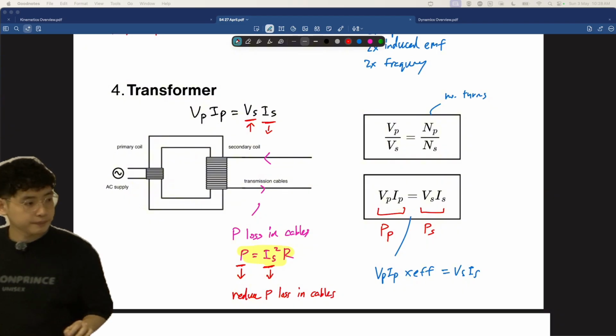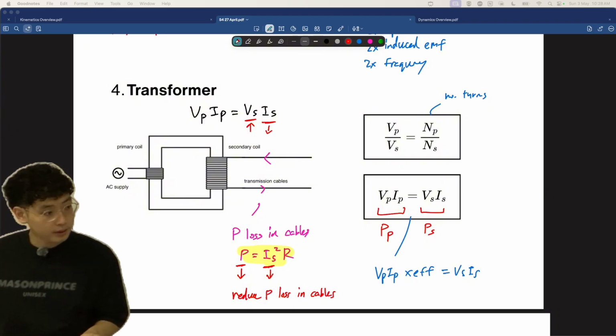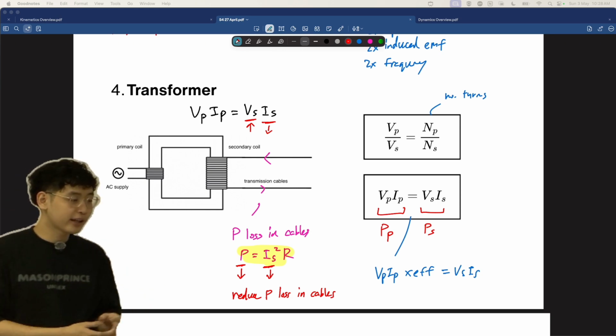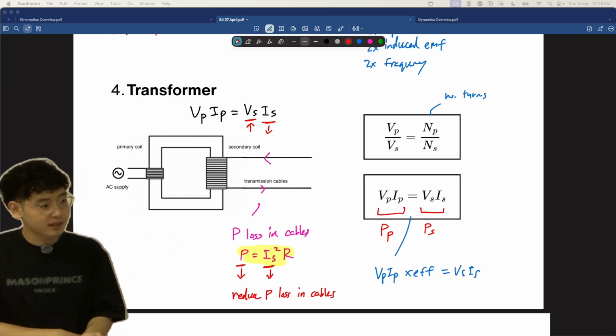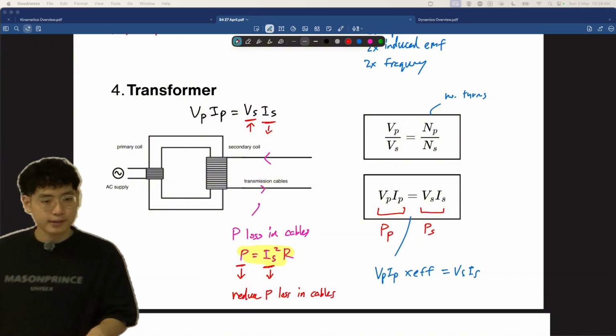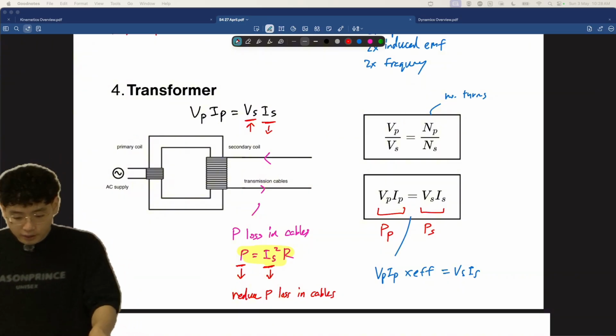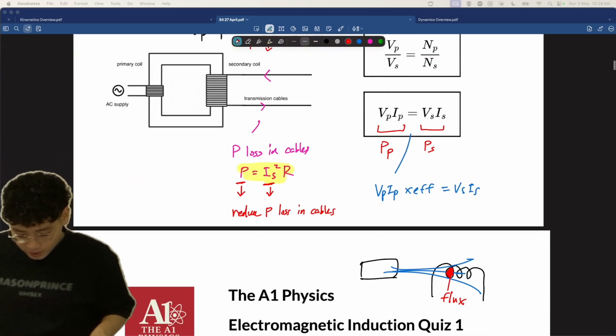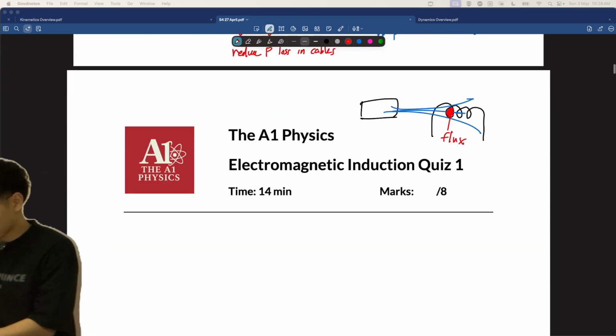So I reduce power loss in cables. Will this be an actual question? This one, the power loss? Yeah, it comes out a lot. That's why I have it here. They'll ask you, for 2 marks, why did I step up the voltage? It's to reduce the power loss in the cables. Okay, right now we're going to do the quiz. I'll give you all 12 minutes.